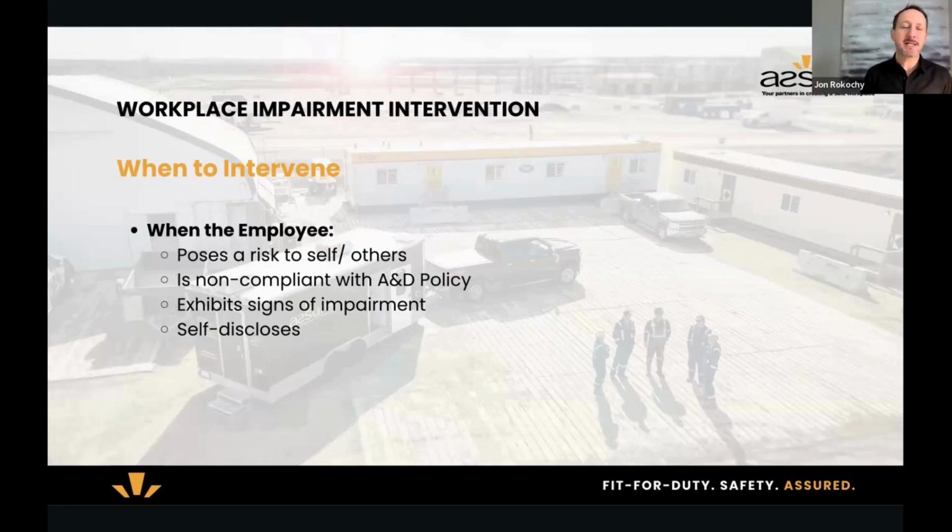When they're exhibiting signs of impairment, I'm going to share some of those with you on the screen shortly. Or when they self-disclose. Self-disclose means an employee comes to you and says, I have a problem with drinking, I have a problem with drug use, with pills, whatever it might be, and I want some help. Of course, you're going to intervene in that situation and get them assessed, get them the proper help, and remove them from duty pending a substance abuse professional assessment and return to work program. That too, we're going to get to shortly.